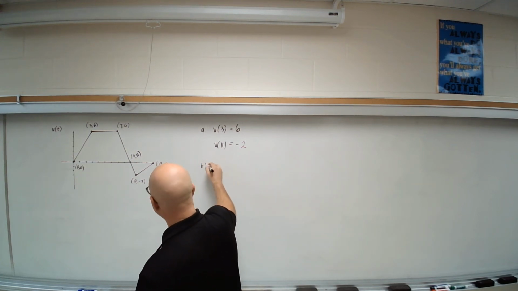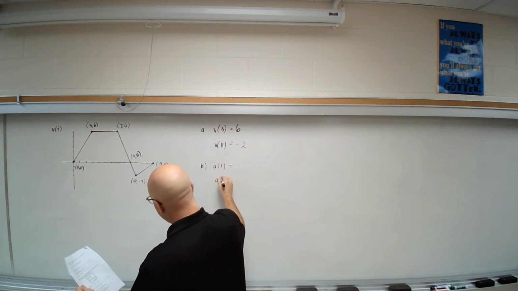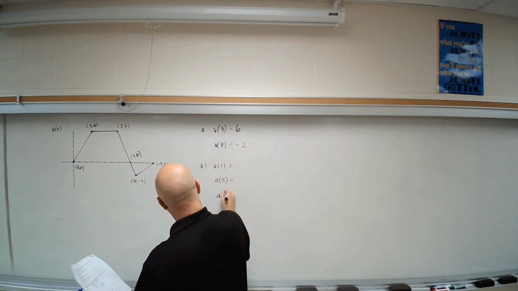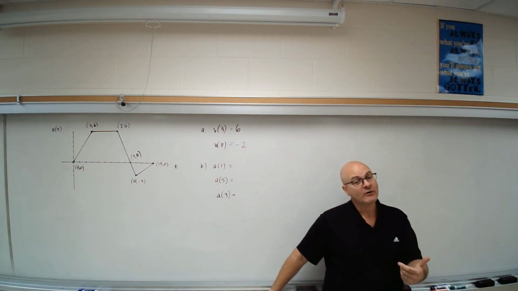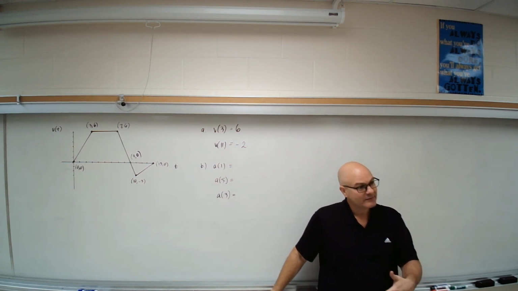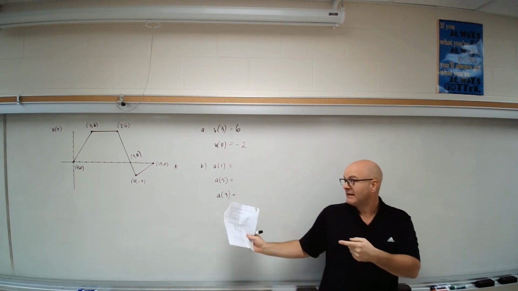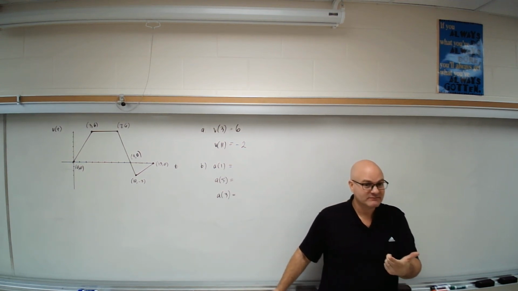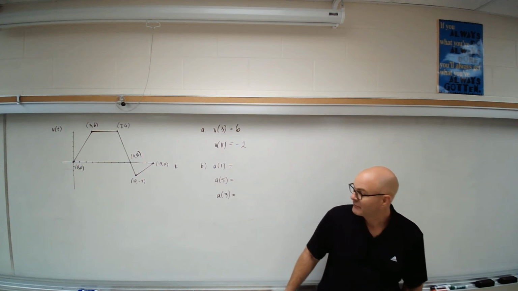For part B, it asks us about some acceleration. What's a of 1, a of 5, and a of 3? So now we know the acceleration is the derivative of the velocity. So if this is the velocity graph, the acceleration is the slopes of the velocity graph. Now here we have a bunch of line segments, so finding slopes is not that big a deal. We could do that pretty easily.